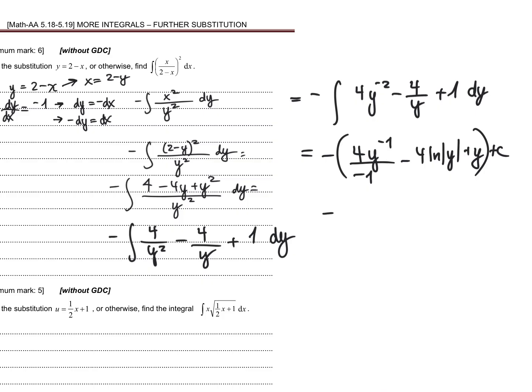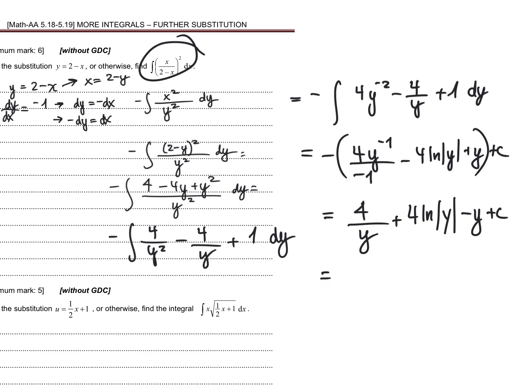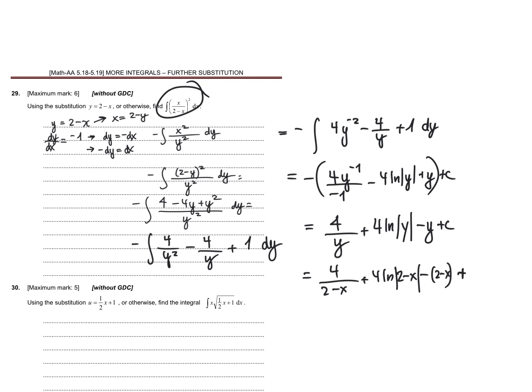Okay, I'm just going to distribute the negative to all of this stuff too. So that's going to become a positive 4 over y, and a positive 4 natural log y, minus y, plus c. Now y is 2 minus x, and we needed this with respect to x. So 4 over 2 minus x plus 4 natural log 2 minus x minus 2 minus x plus c.